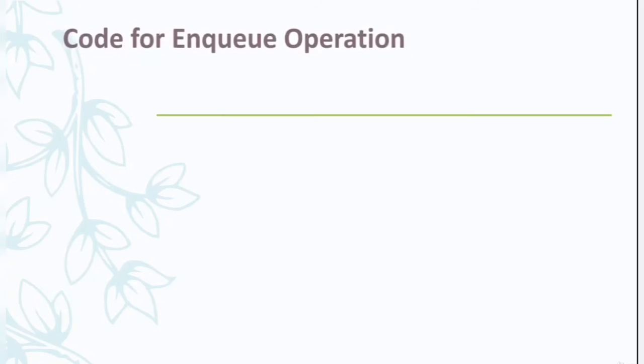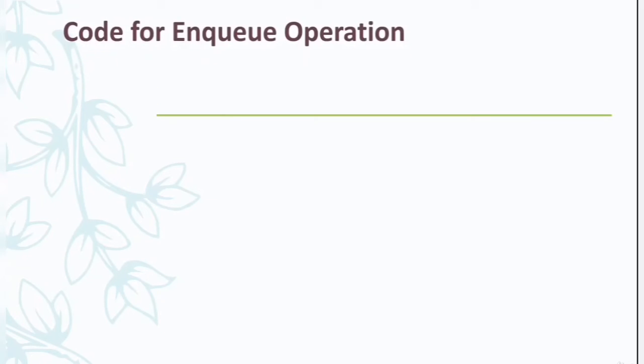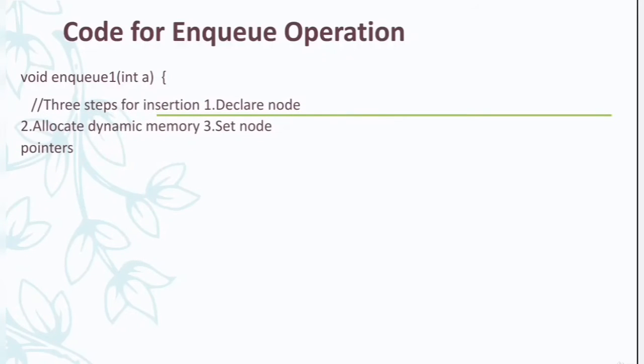So let's move ahead and see the code for the NQ operation. As we are using two queues, we have to perform the NQ operation twice, for Q1 and Q2, and the DQ operation twice, for Q1 and Q2. This is basically the NQ operation. We have to follow three steps for insertion. The first is to declare a node, then to allocate dynamic memory, and then to set the pointers of the node.